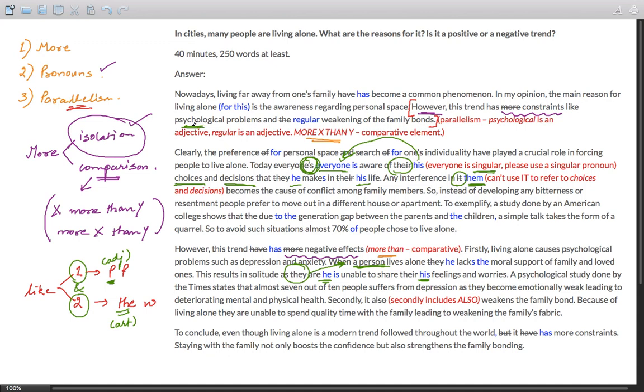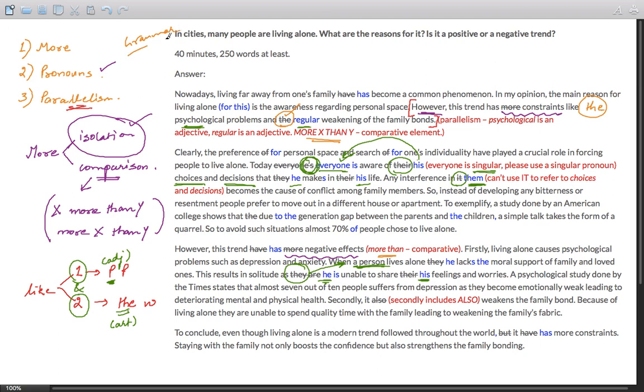And I've changed the structure. So it's like psychological problems and regular weakening of family bonds. So regular is parallel to psychological. Another combination can be, you can just change the words. Maintain the and write the psychological problems. So constraints like the psychological problems and the weakening of family bonds. So the is parallel to the, and so it's an article construction, and they will be parallel. The problem is solved.